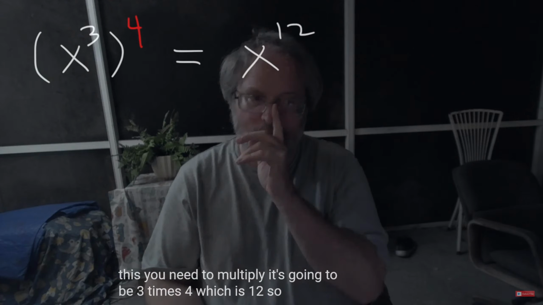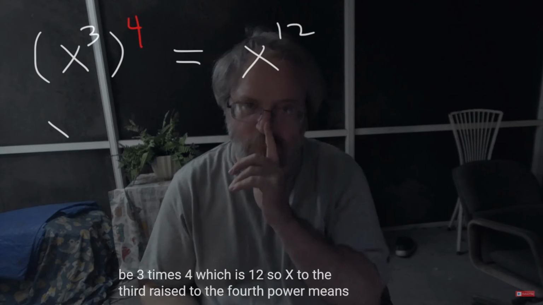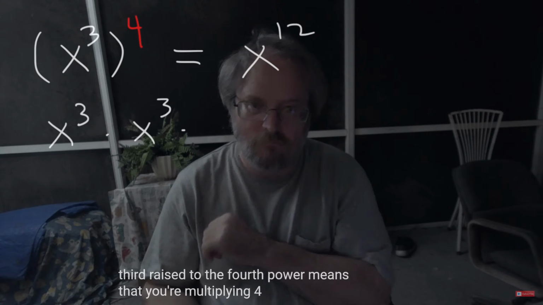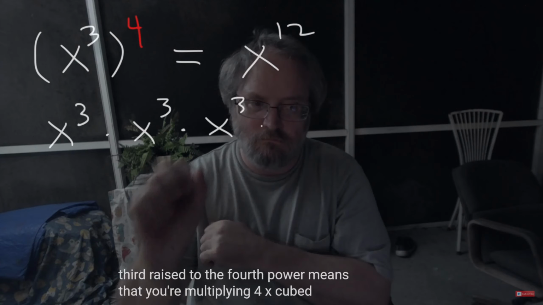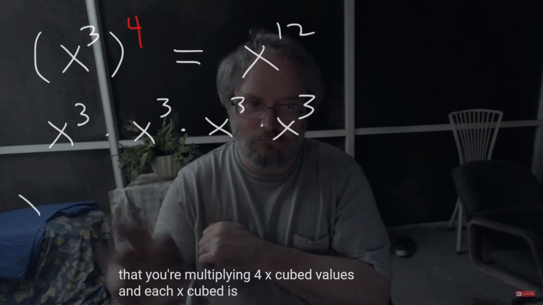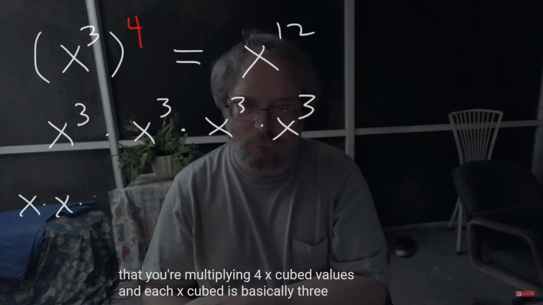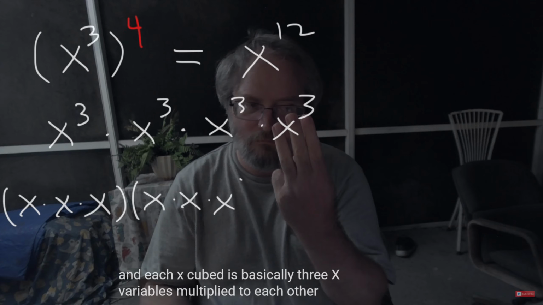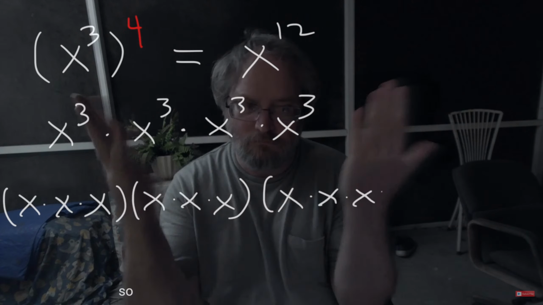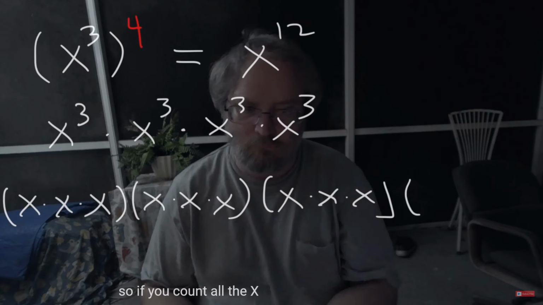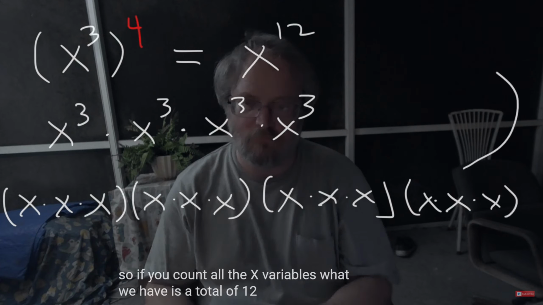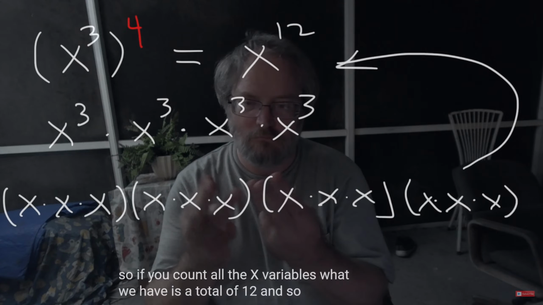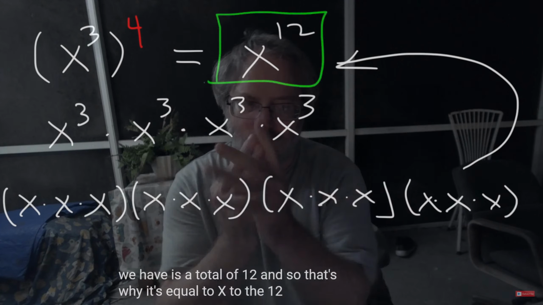So x to the third raised to the fourth power means that you're multiplying 4 x cubed values. And each x cubed is basically 3 x variables multiplied to each other. So if you count all the x variables, what we have is a total of 12. And so that's why it's equal to x to the 12th.